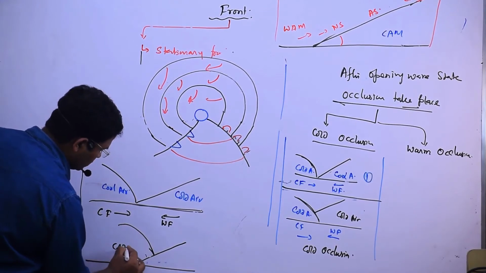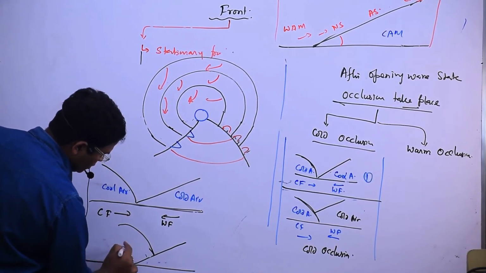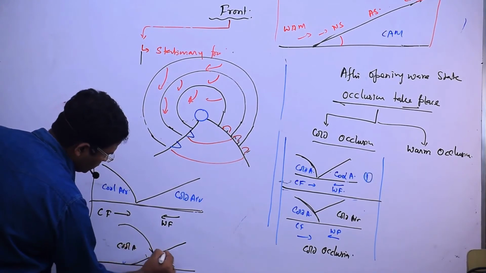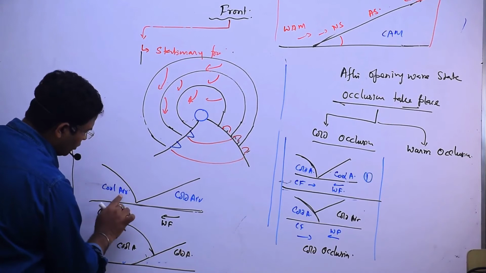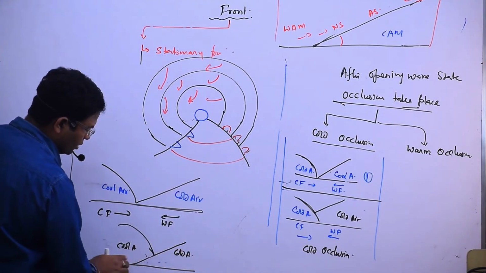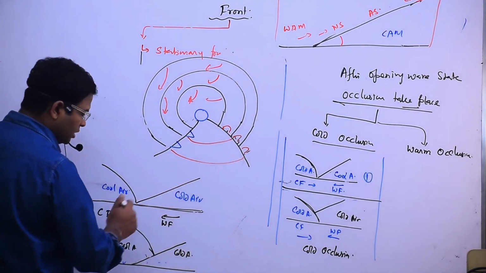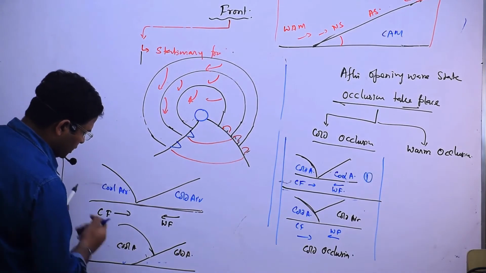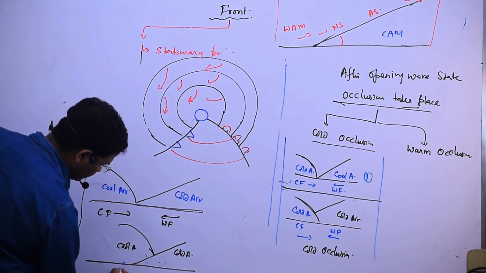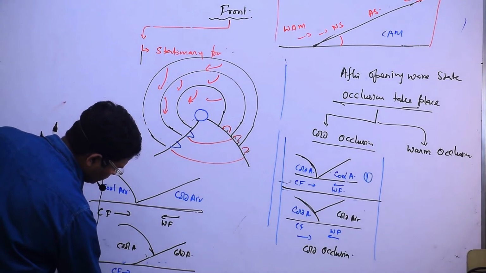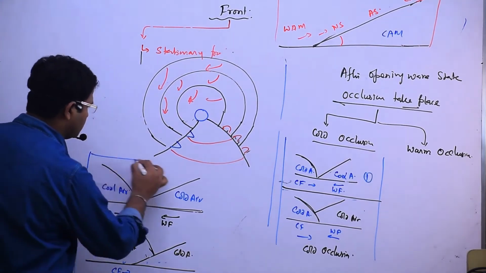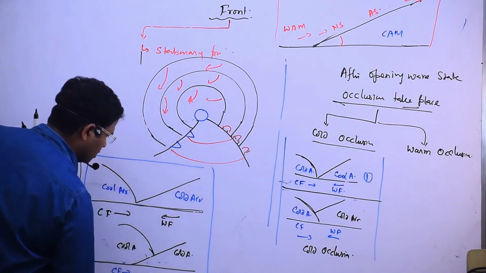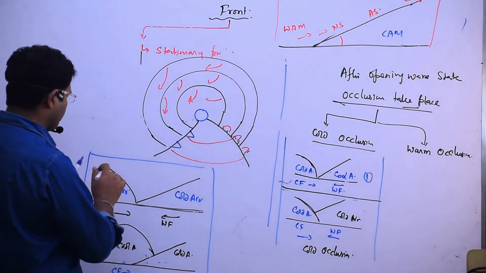This is cool air, and this is cold air. Then this is comparatively warmer, then it started riding over the warm front. When the cold front started riding over the warm front, it is known as a warm occlusion. So simple सा है इसमें.